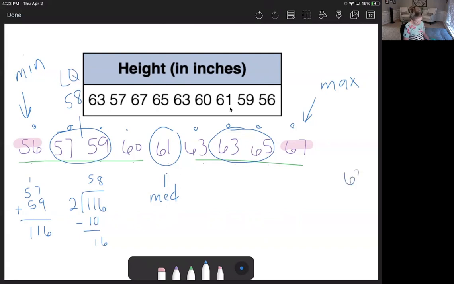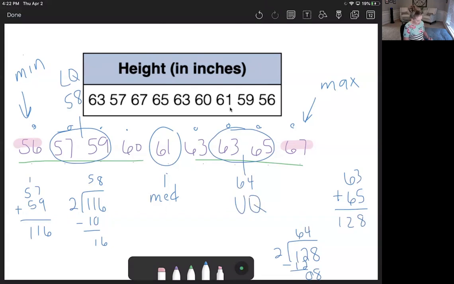And then for the upper quartile, I'm going to add 63 plus 65, which gives me 128. And then I'm going to do 128 divided by 2, which gives me 64, which again makes sense because 64 is right between 63 and 65. That's going to be my upper quartile. Okay, and they might also ask you again for your interquartile range, which is just your upper quartile minus your lower quartile. So in this one, if my upper quartile is 64 and I subtract my lower quartile, which is 58, that would give me an interquartile range of 6. And I believe that is all they're going to ask you about a data set.